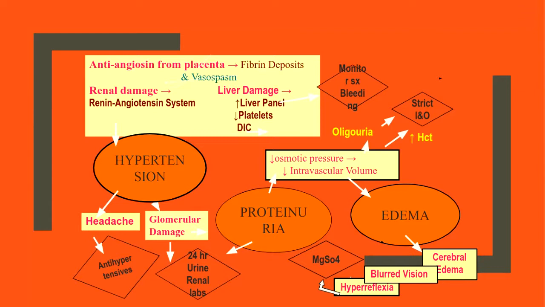Okay, we can give her an antihypertensive. Glomerular damage is going to be there, with decreased filtration. Protein in her urine, and edema, blurred vision, hyperreflexia, cerebral edema. So this is sort of her concept map. I want you to watch the 2 videos that I've included for preeclampsia.